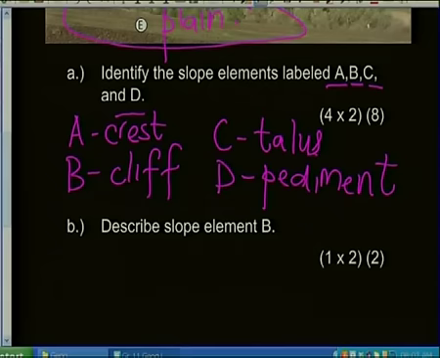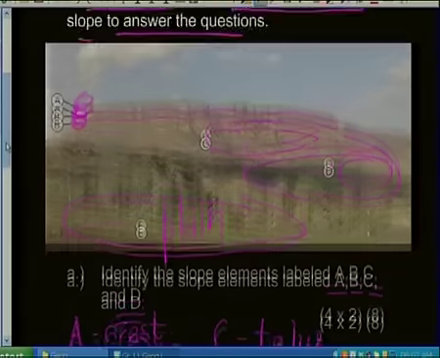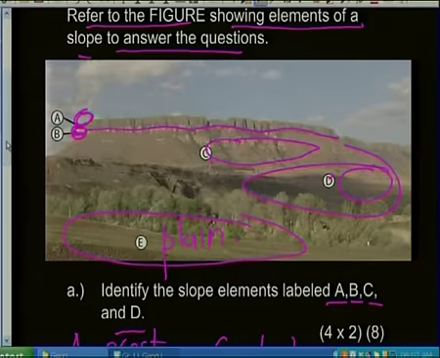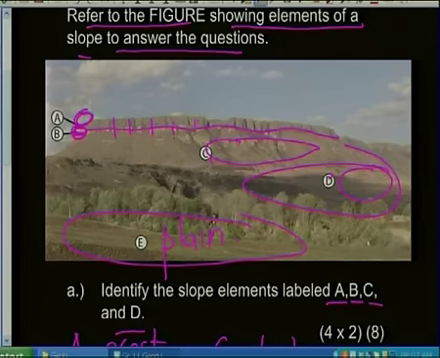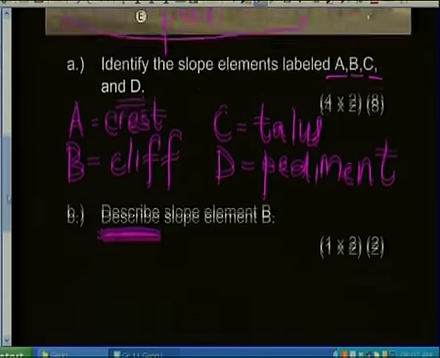The next question: describe, very important, slope element B. We noted that slope element B was our cliff. However, the best way to describe it is in terms of its angle. And we should say the following.